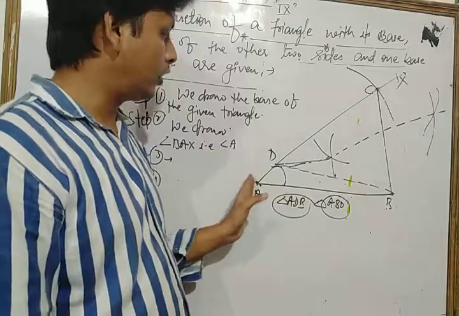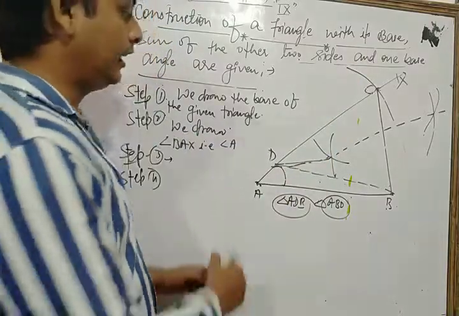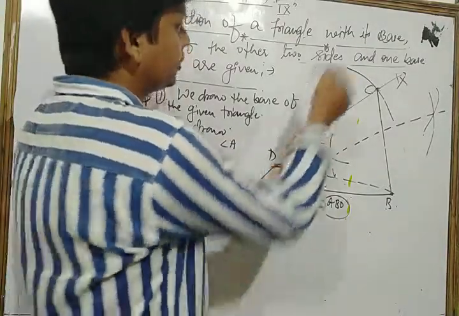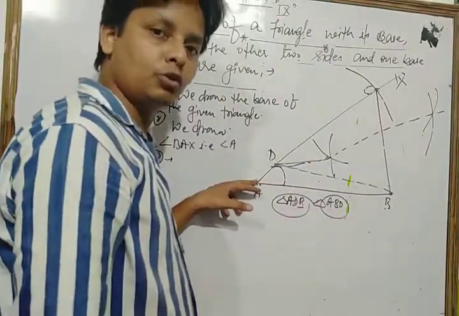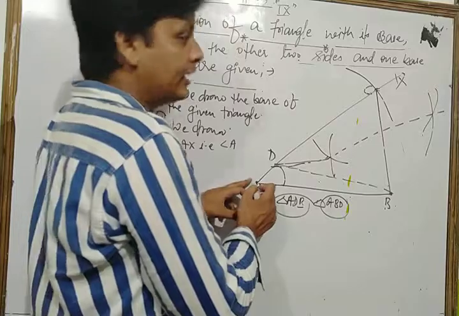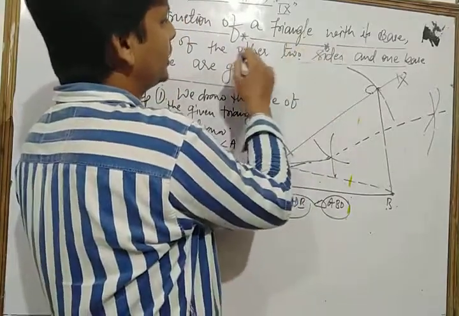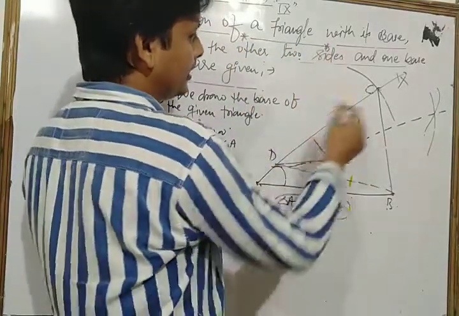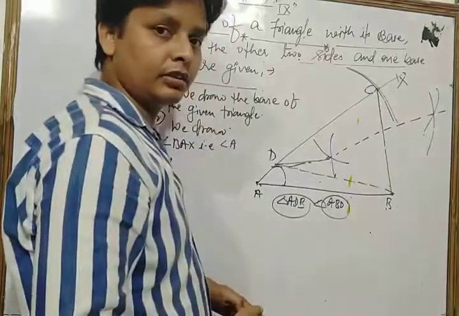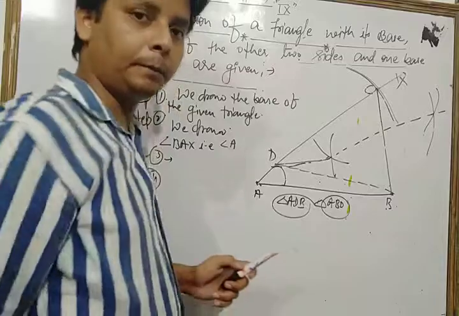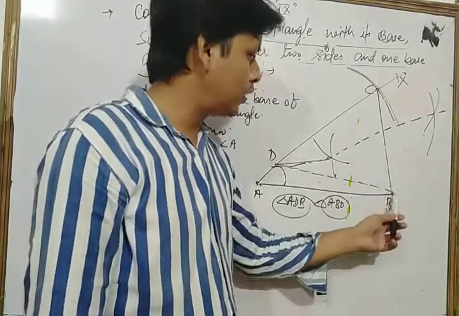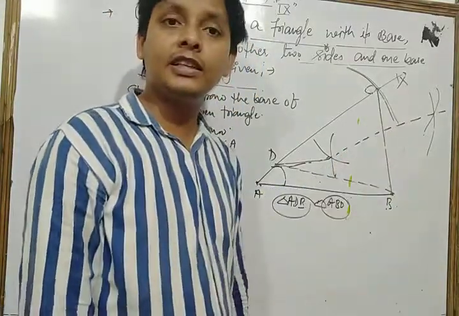Now from AX, taking A as center and a distance equal to the sum of the other two sides, which is also given in our question, we draw an arc which cuts AX at point C. In the next step we join BC.